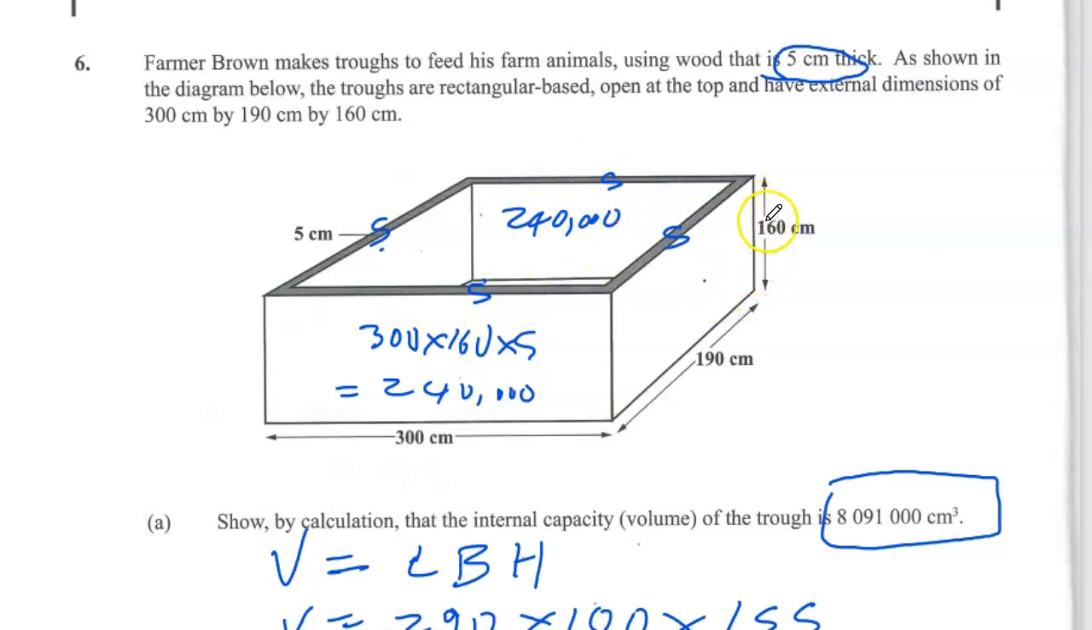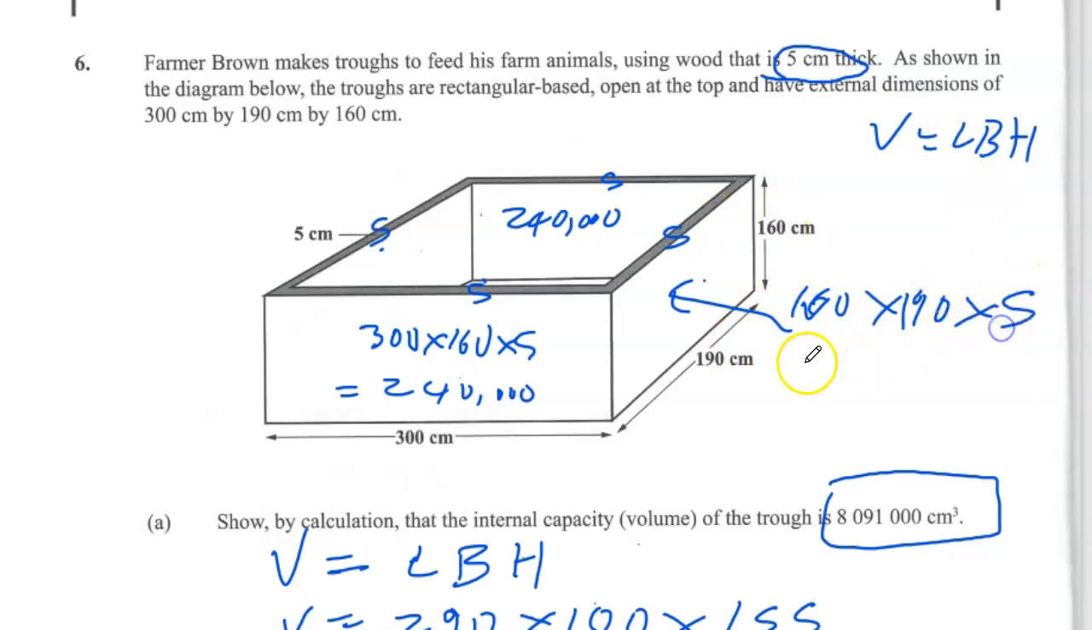Alright, for this piece, again, length times breadth, so it's 160 times 190. Same length, we're using the same volume formula, LBH. 160 times 190 times 5. We end up with what now? 160 times 190 times 5. We end up with 152,000 cubic centimeters. The opposite piece would be the same, 152,000.